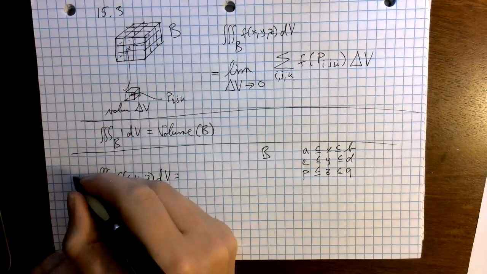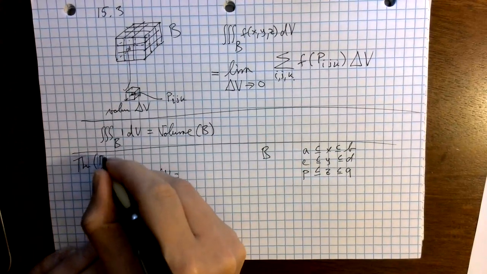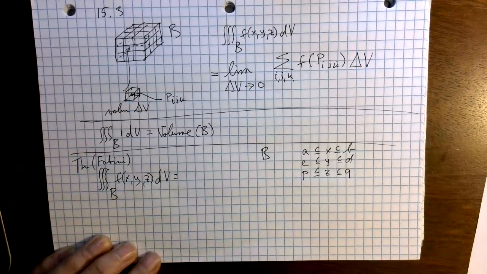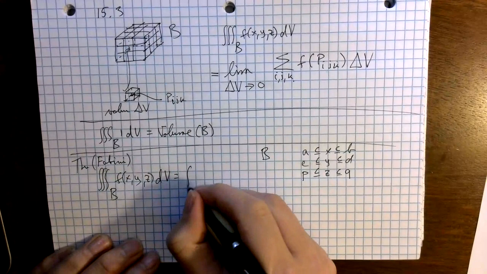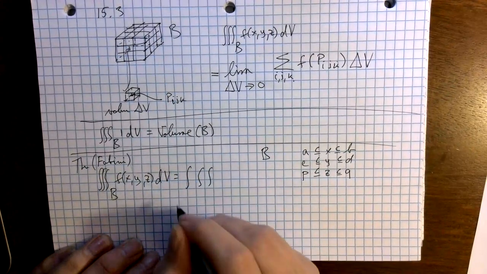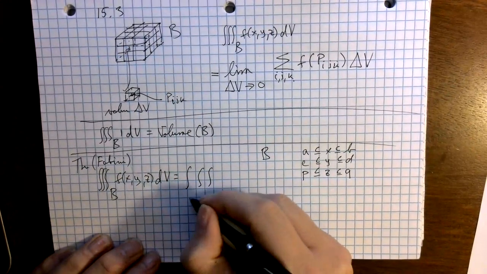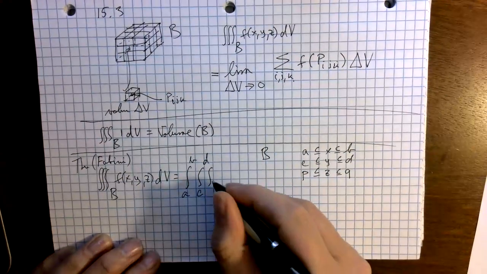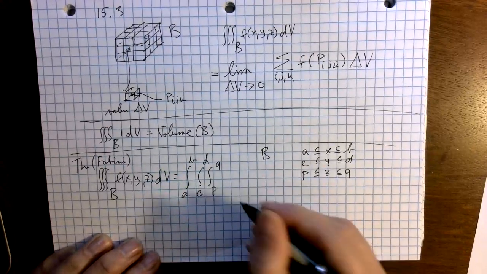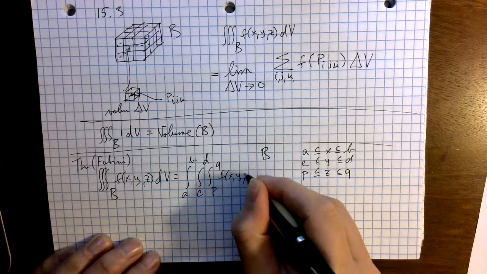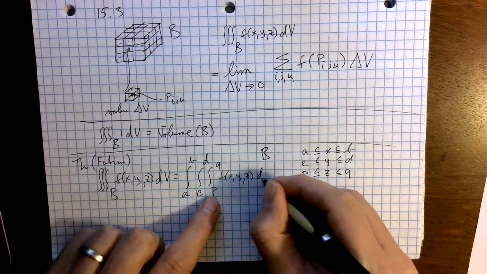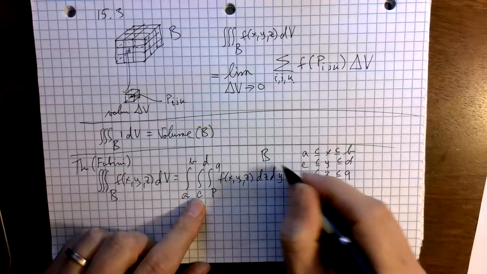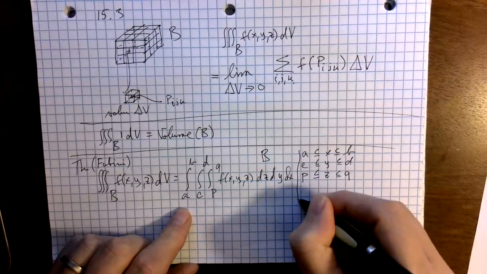This is really a theorem, the Fubini theorem, that this is the way that you compute it. It's going to be a triple iterated integral: A to B, C to D, and P to Q of f(x, y, z). Now dz is the innermost one, dy is the middle one, and dx is the outer one.